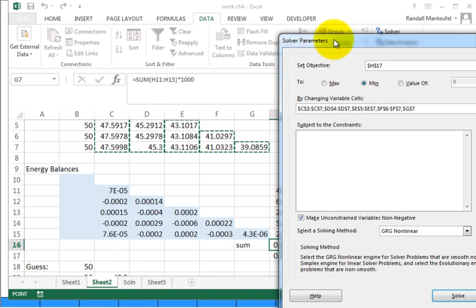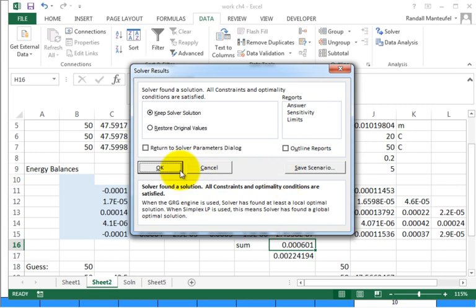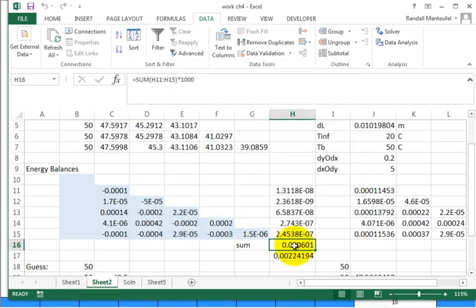Good luck, cross your fingers, hit solve. It's using a nonlinear solver, using a simplex method, using these other methods. I just usually go with this nonlinear solver. They have other constraints and other things in there. So it drives it, and that's pretty good. That's pretty close to 0.